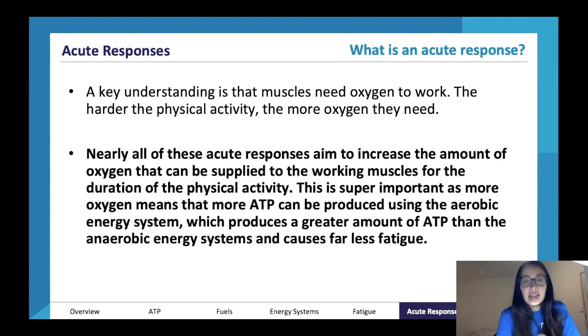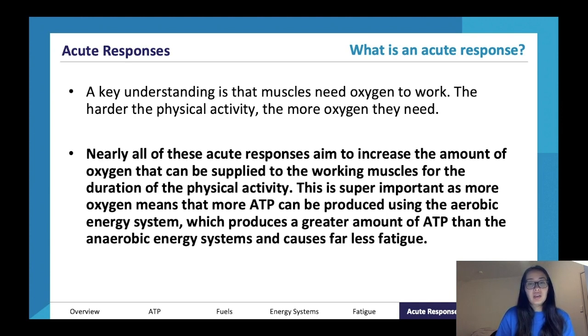So a key understanding here is that muscles need oxygen to work. The harder the physical activity, the more oxygen they need. We mentioned before that they don't need oxygen, they can work anaerobically, but that this produces lots of fatigue. And so your body's like, no, I don't really want fatigue, obviously. I actually want to do something which doesn't require as much fatigue. And so it wants to rely more heavily on aerobic systems.